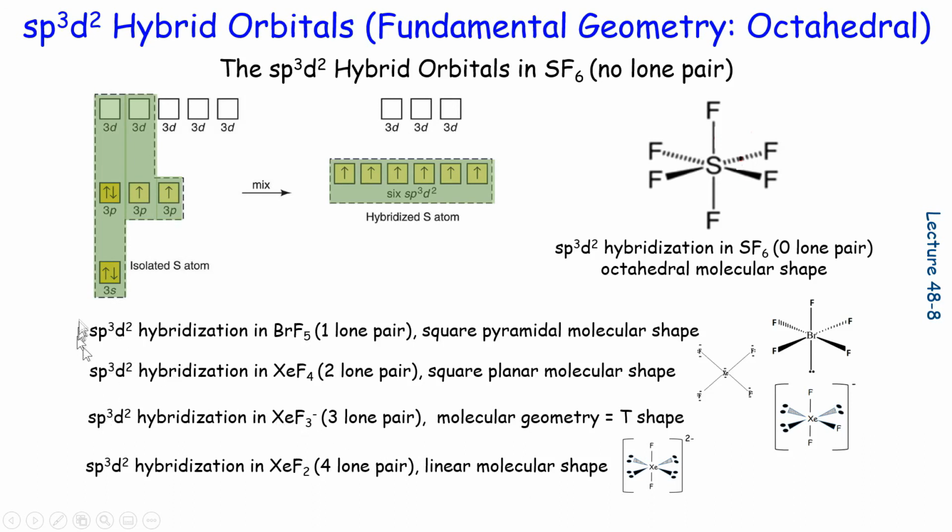But please note, they all have sp3d2 hybridization. Why? Because there are a total of 6 electron groups, whether that's all bonding groups or 2 bonding groups and 4 lone pairs, but the sum for the number of electron groups is all 6.